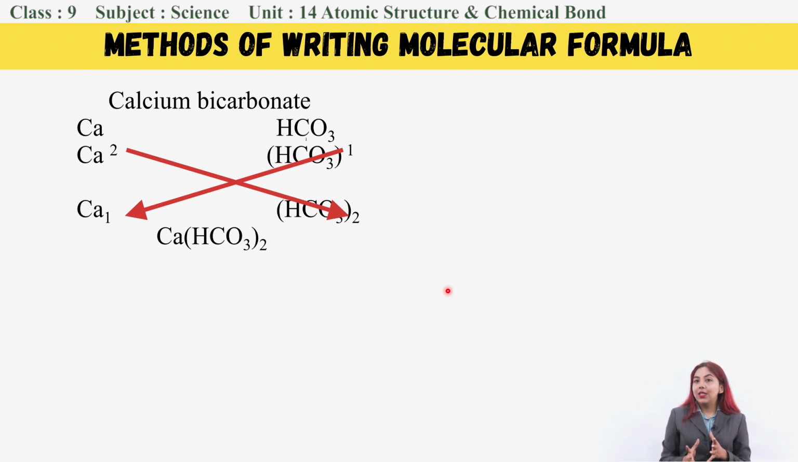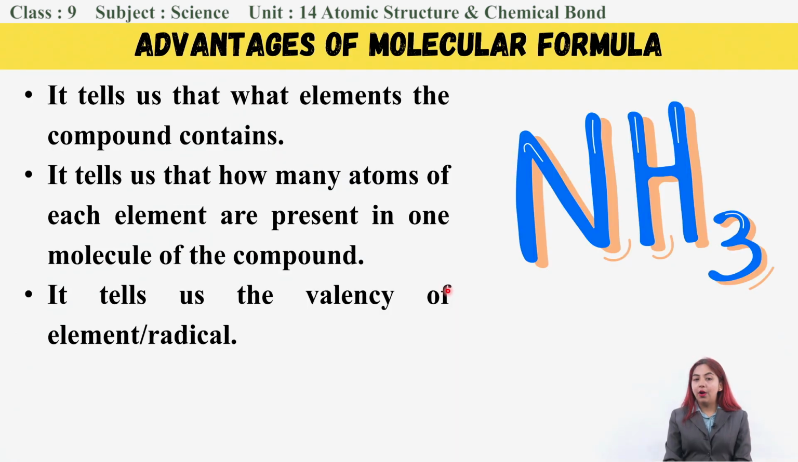Now, we already studied how we can write a molecular formula. Now, let us understand why we are writing this molecular formula. What advantage do we get by writing the molecular formula? So, the first advantage is that the molecular formula tells us what elements the compound contains.